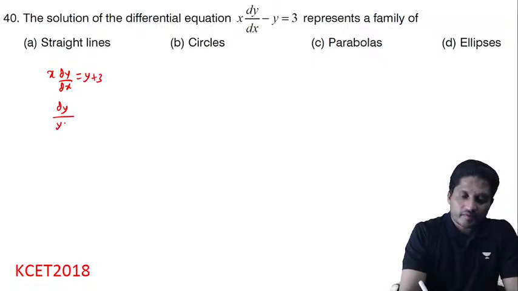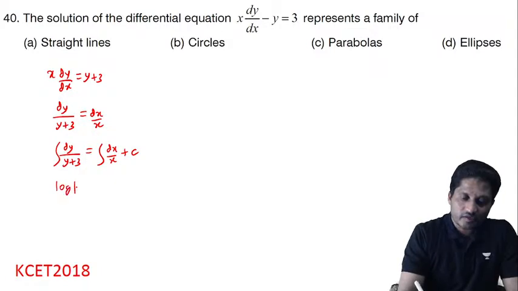dy divided by y plus 3 equal to dx by x. Integrating, integration of dy divided by y plus 3 equal to integration of dx by x plus c. Integration of 1 by x is log x. You get log of y plus 3.